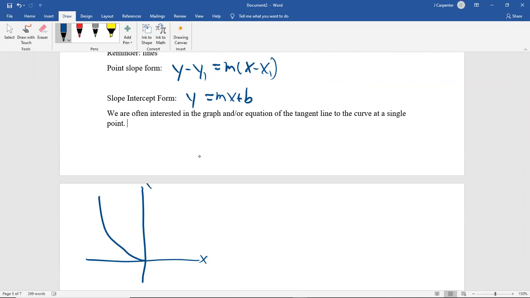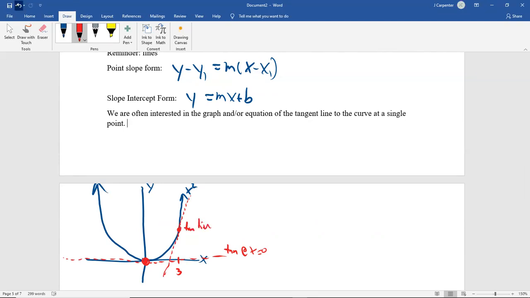So here's our basic parabola. Here's our x squared graph. Here is a tangent line at x equals 0. Here's a tangent line, if we call this x value 3. There's a tangent line.